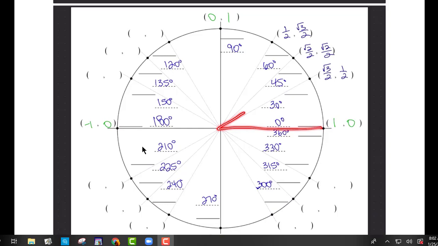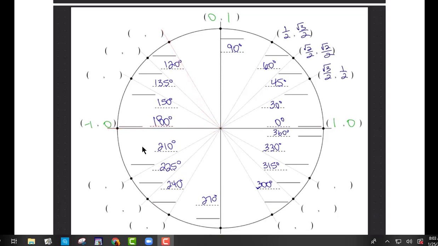We know this angle is 30 degrees. If we think of symmetry and we flip over our y-axis, does that represent another 30-degree angle? Yeah, right? Does this represent a 45-degree angle, just flipped over the y-axis, right? And this would be 60 degrees flipped over the y-axis, right?